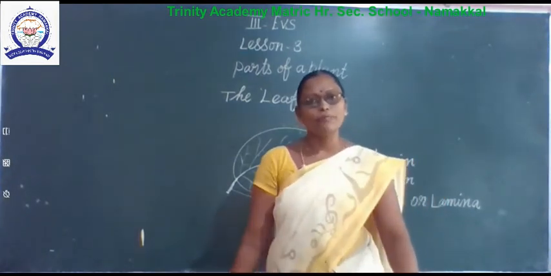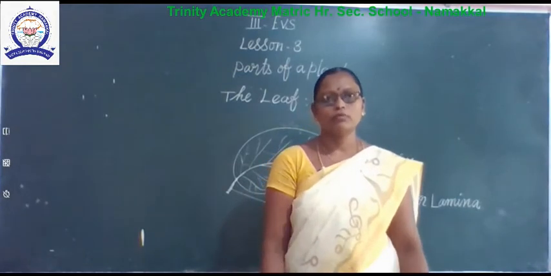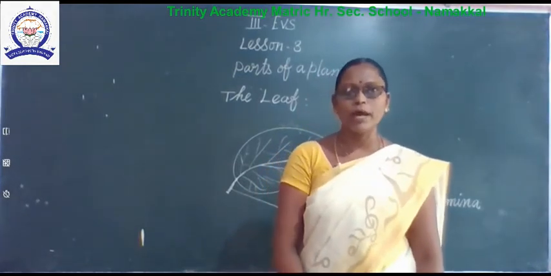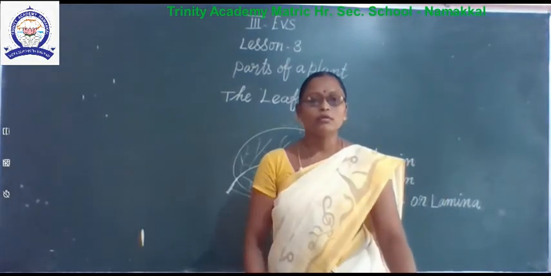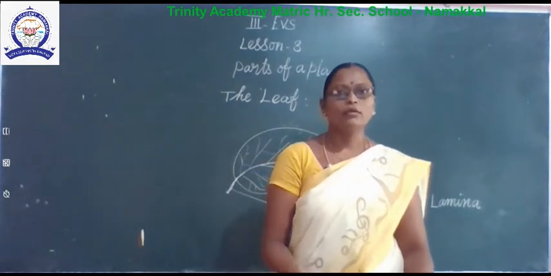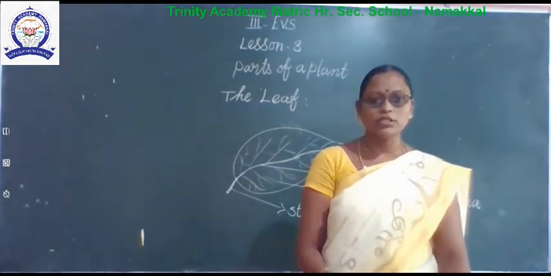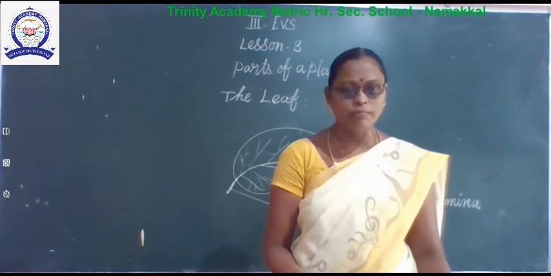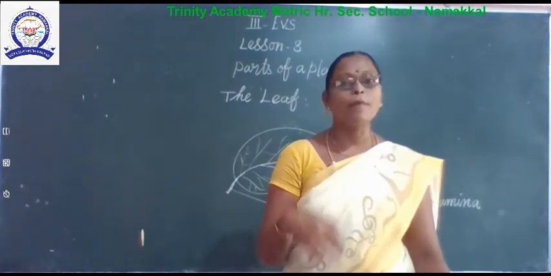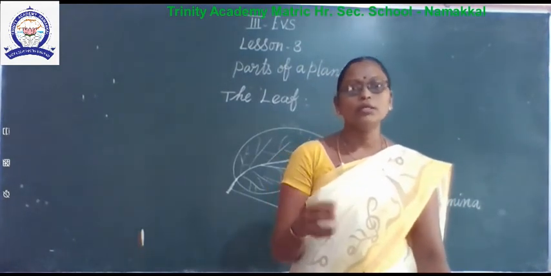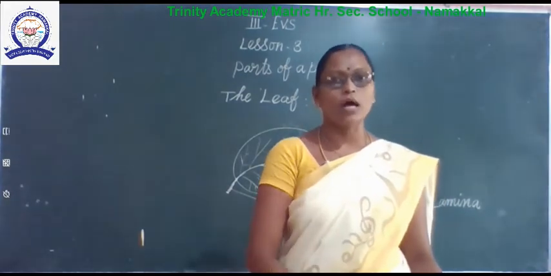Where is the leaf present in the plant? In the stem part or shoot part. Where is the stem? The stem grows above the ground.